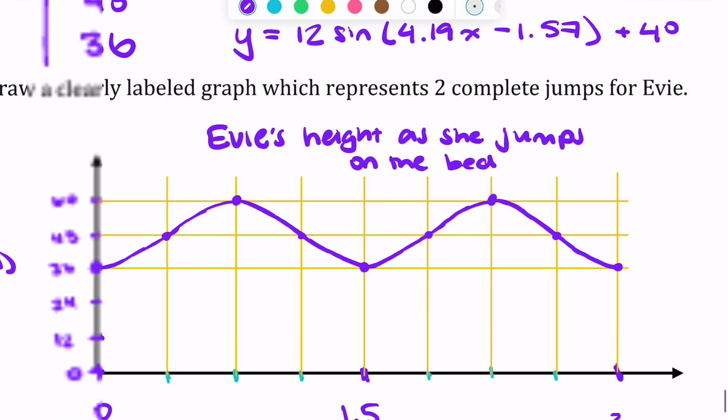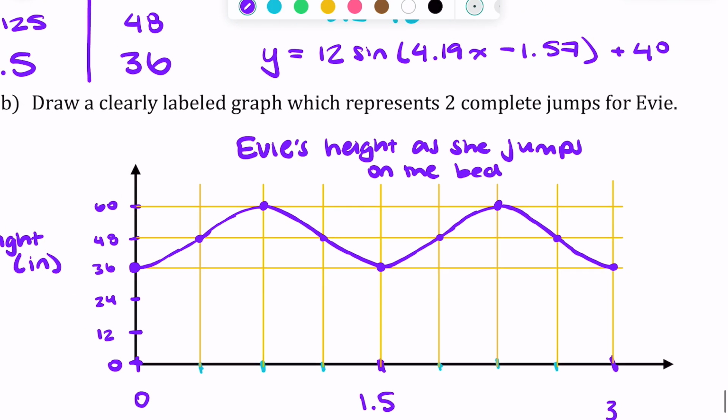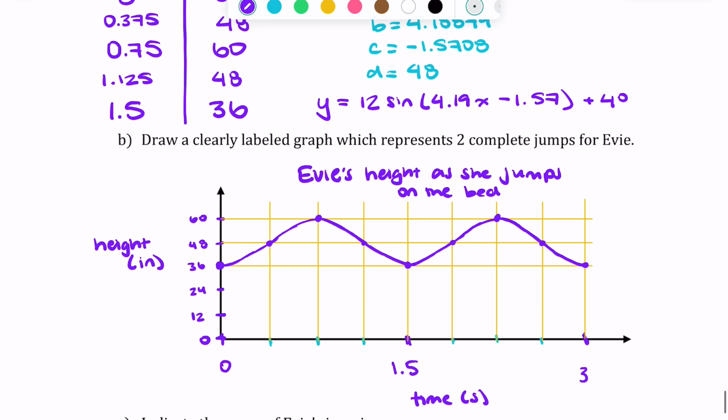Now notice I'm not drawing an arrow at the end because it told me to only graph for 2 complete jumps. So I don't need an arrow because I don't actually know if Evie jumps more than that. All I know is that the graph ends after 2 jumps because it's indicated as such.